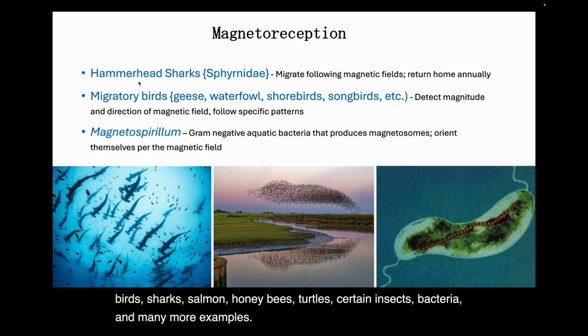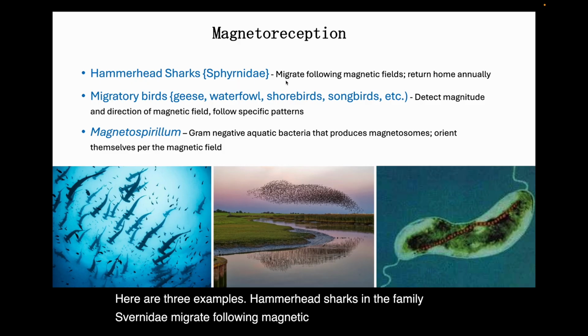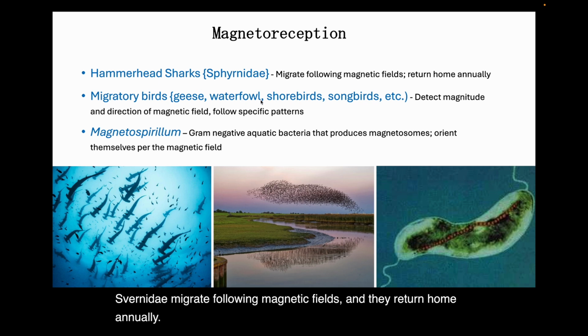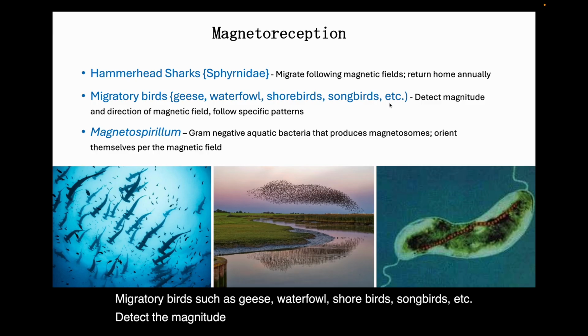Here are 3 examples. Hammerhead sharks in the family Sphyrnidae migrate following magnetic fields, and they return home annually. Migratory birds such as geese, waterfowl, shorebirds, songbirds, etc. detect the magnitude and direction of the magnetic field and follow specific patterns.